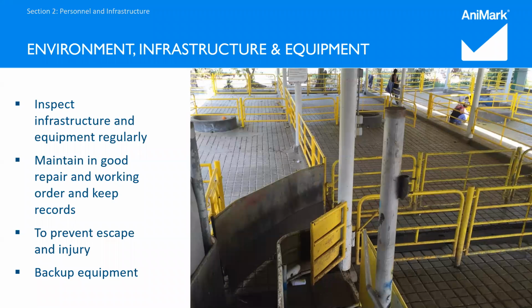Moving on to environment, infrastructure and equipment, or what we term the physical side. So we've grouped together these requirements as they're all interrelated. Firstly, it's obvious and vital that infrastructure and equipment should be in good repair and working order. It needs to be inspected regularly to make sure that it's maintained and repaired as required. Maintenance records need to be kept.